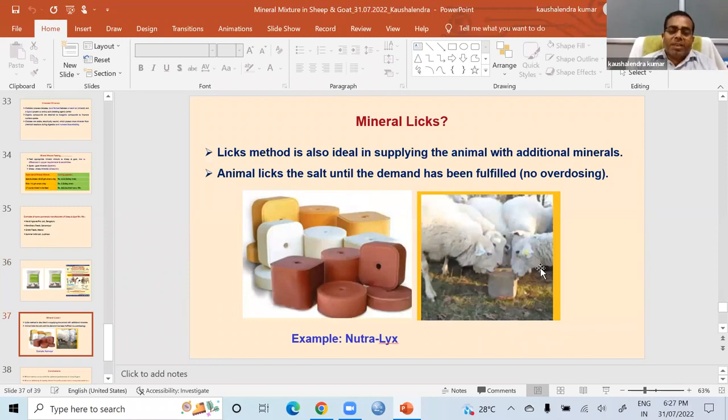There is also the mineral lick. Some firms like Neutral Licks prepare mineral licks. Licks are an ideal method under field conditions to supply additional minerals to those animals to reduce the chances of mineral deficiency. It also helps in fulfilling the mineral requirement as per the demand of the animal. And there is less chance of overdosing of minerals when we use mineral licks.